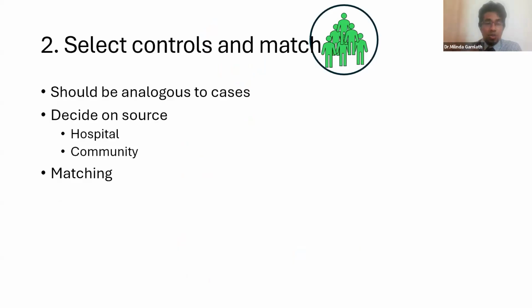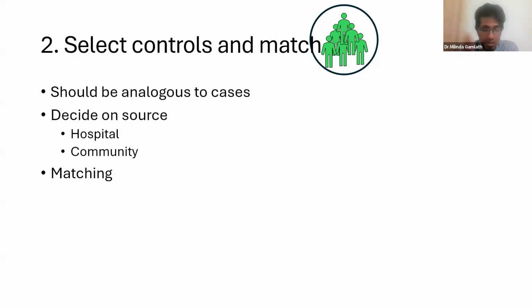Next, we have to select the controls. The controls should be similar to the cases. The only difference is they should not have the outcome. So in the example with lung cancer, the patients without lung cancer should be more or less similar to the patients with lung cancer.